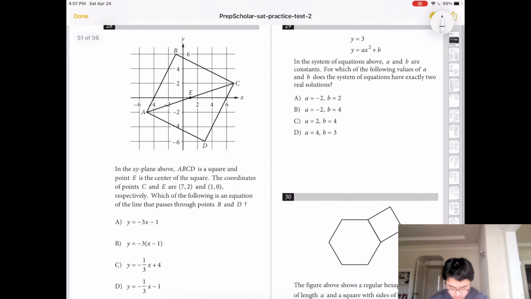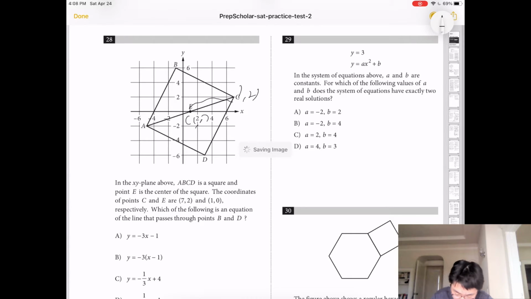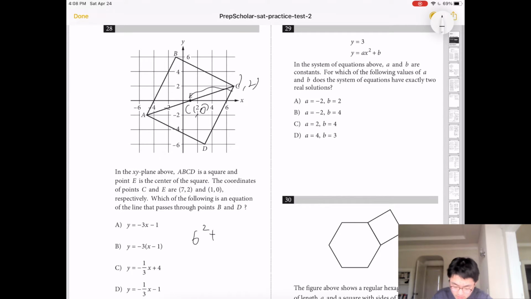Number 28, the equation that passes through B and D. Okay, so this guy is a square. 7, 2, and 1, 0. C is 7, 2. E is 1, 0, my bad. 6 squared. Well, you know what? I'm not going to do this. I'm just going to do it the easy way. 7, 2, and 1, 0.